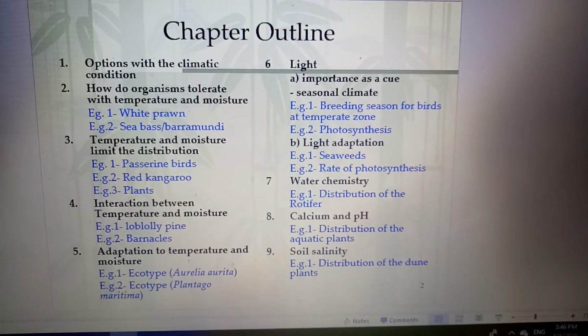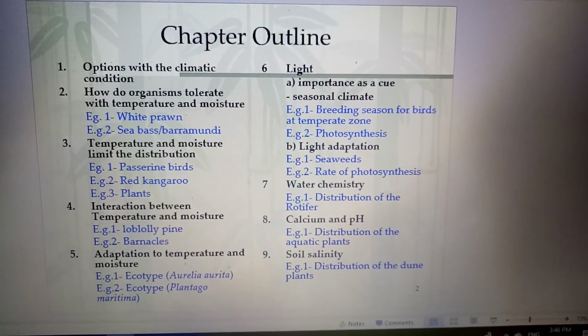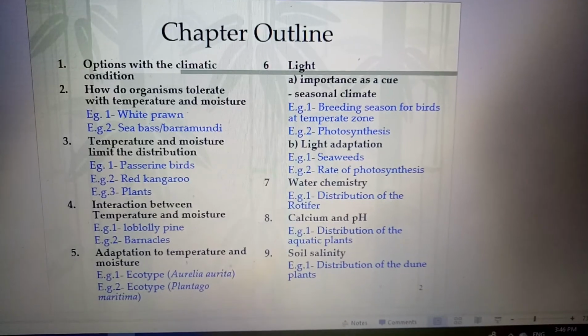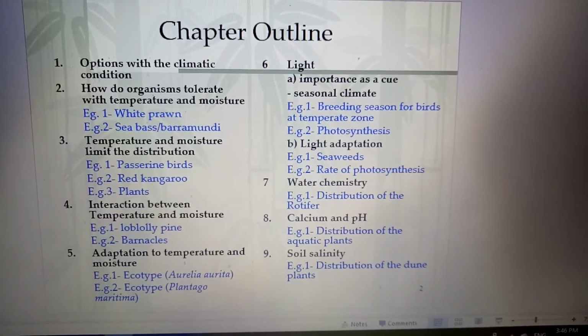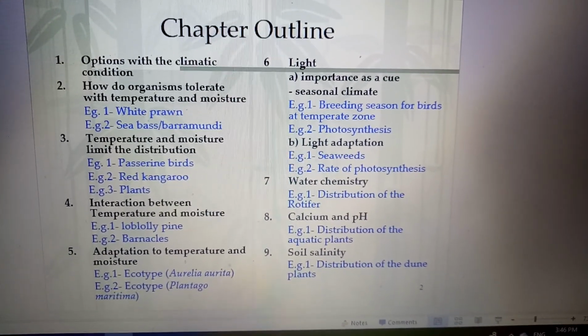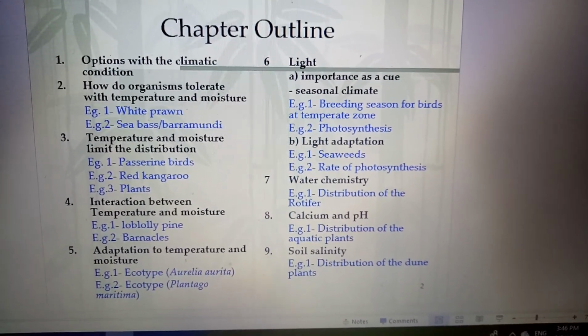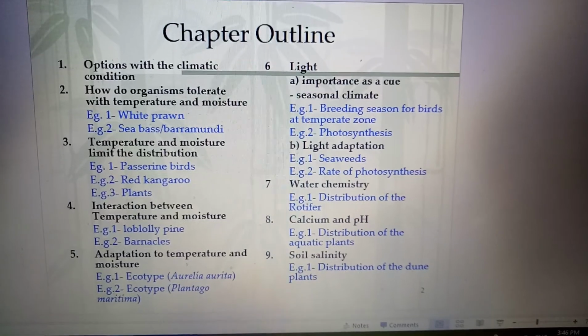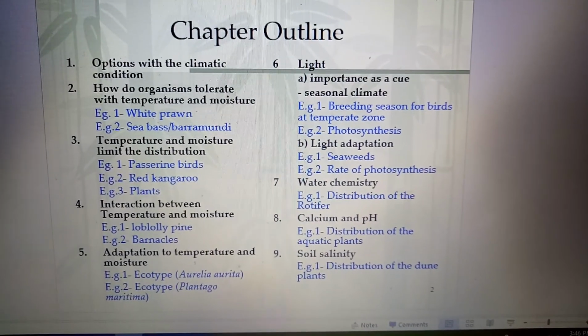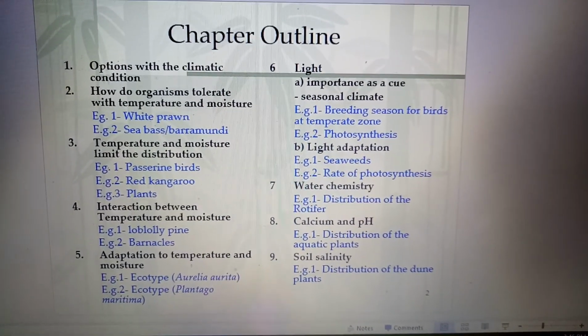Number 1, options with the climatic condition. Number 2, how do organisms tolerate temperature and moisture, with 2 examples here. Number 3, temperature and moisture limit the distribution, also with 3 examples here. Number 4, interaction between temperature and moisture, again 2 examples. Number 5, adaptation to temperature and moisture, also 2 examples.